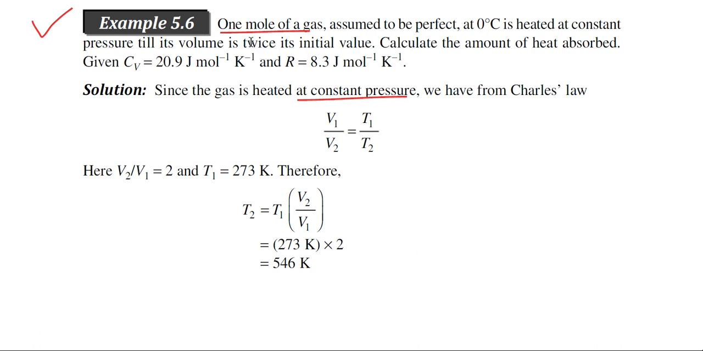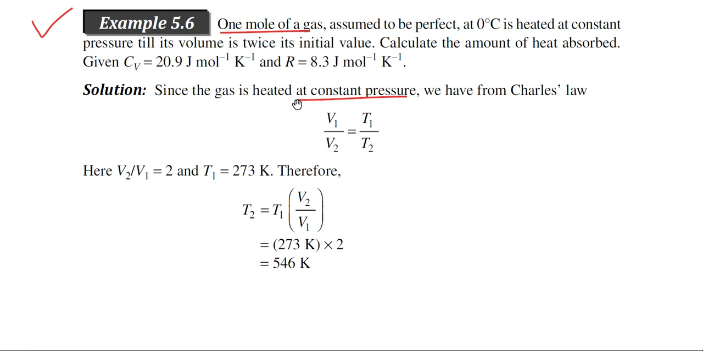Now, there is another problem. 1 mole of a gas assumed to be perfect at 0 degree centigrade is heated at constant pressure till its volume is twice its initial volume. Calculate the amount of heat absorbed. Here Cv is given and capital R is given, but carefully note down the unit of Cv, and this is in mole unit.